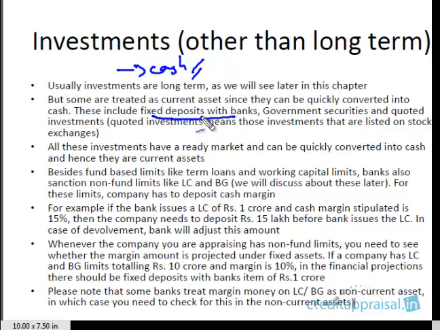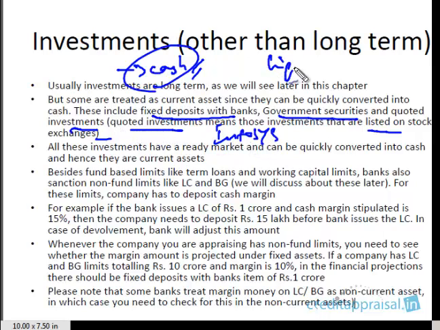Take for example fixed deposits with banks, government securities, treasury securities, and quoted investments, that is, investments that are listed on stock exchanges. Say for example you have some shares of Infosys, or shares of some listed companies, so these are all quoted investments. You can convert them into cash immediately. These are liquid. What do I mean by liquid? They can be converted into cash very quickly. They have a ready market, therefore they are current assets.